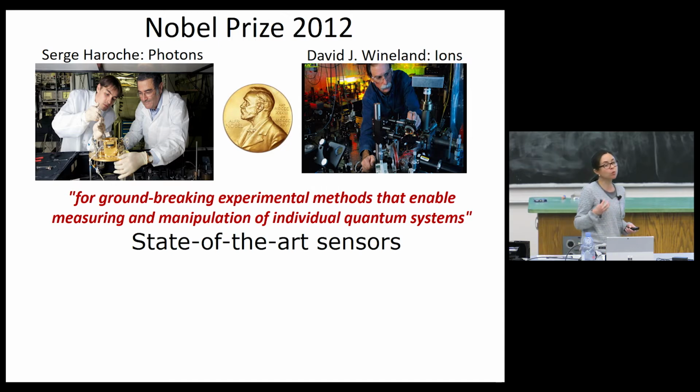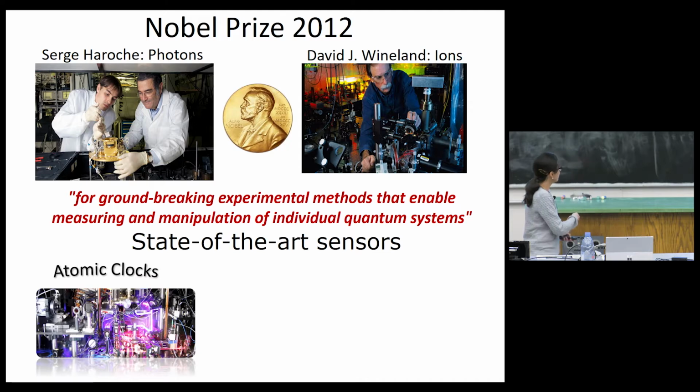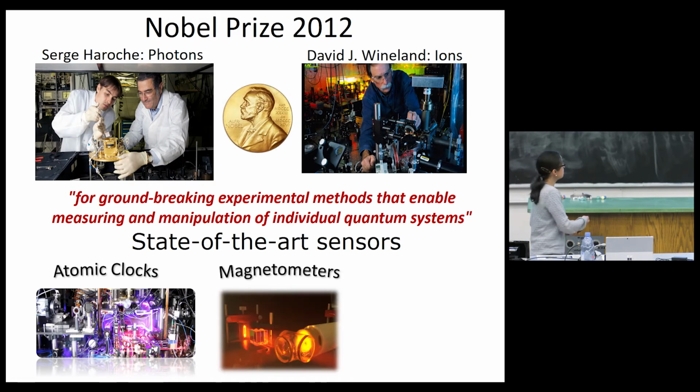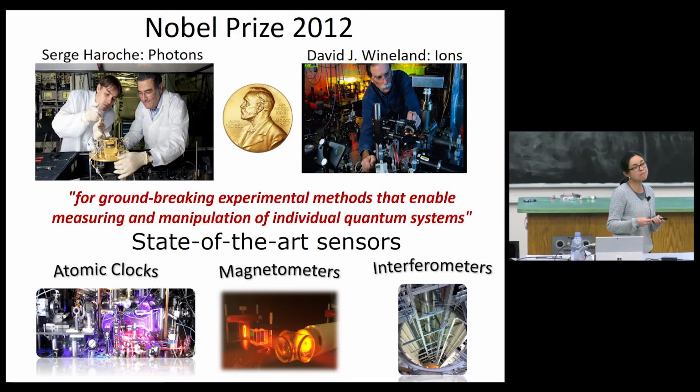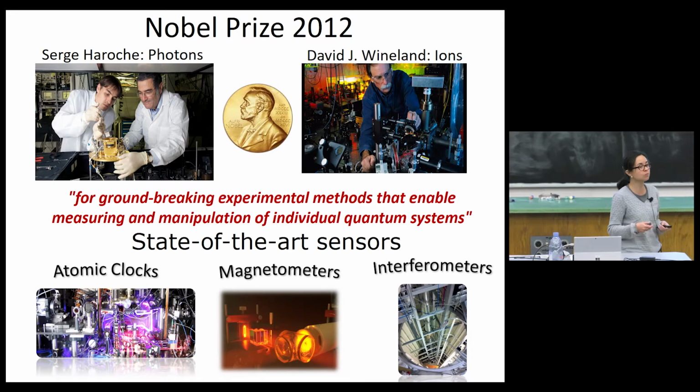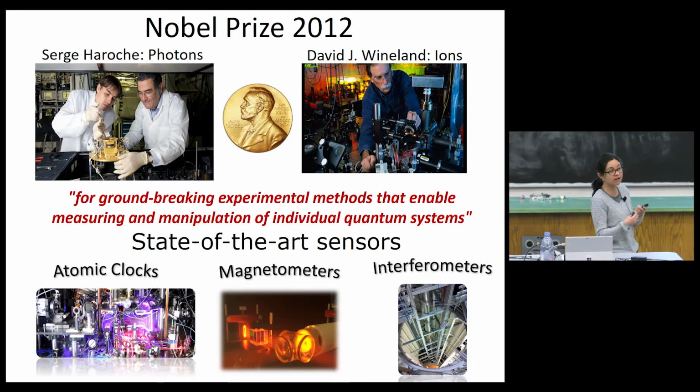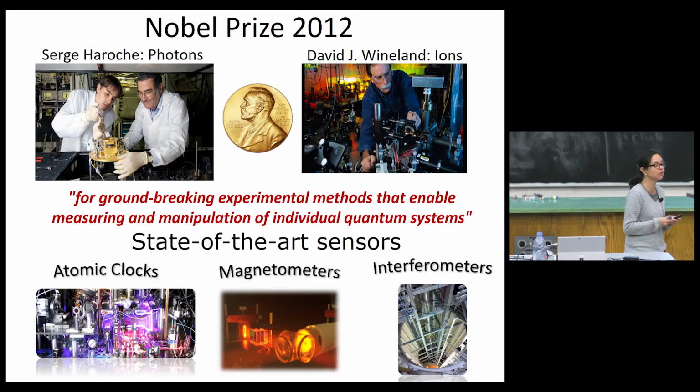If you think about the state-of-the-art sensors, they are mostly using ultra-cold particles, ultra-cold atoms. So we have the most precise atomic clocks. We have the most precise magnetometers to measure magnetic fields. And for example, at Stanford, you have the best atom interferometer to measure gravitational potential and even starting to make connections with quantum gravity.